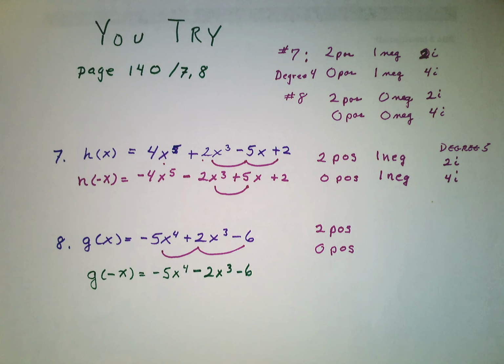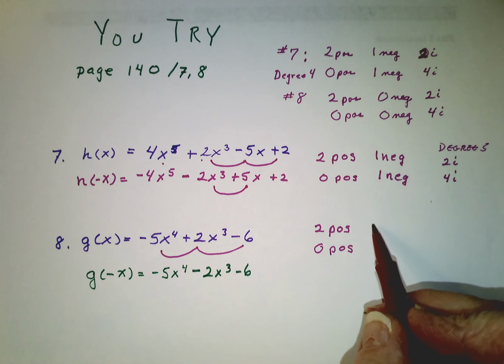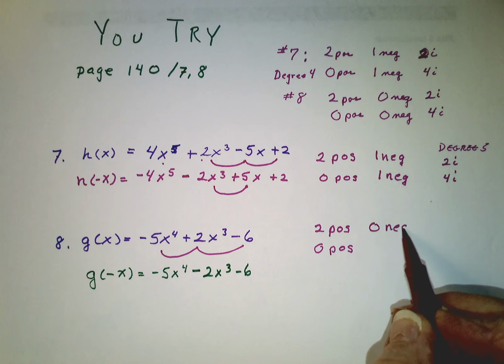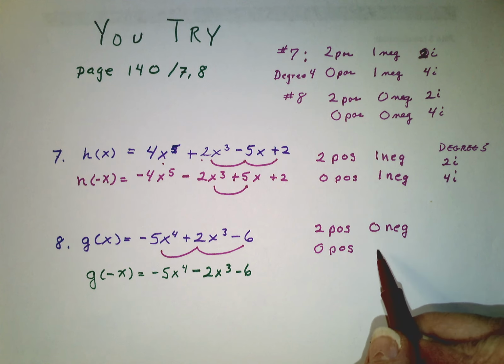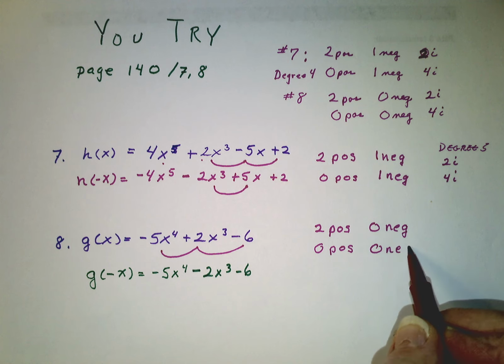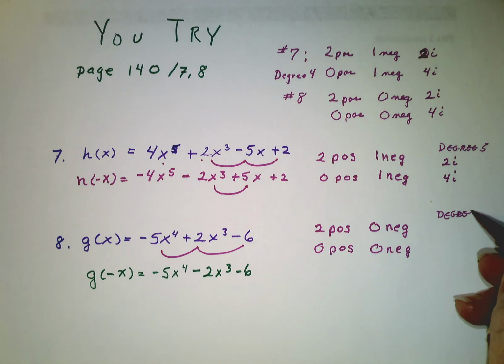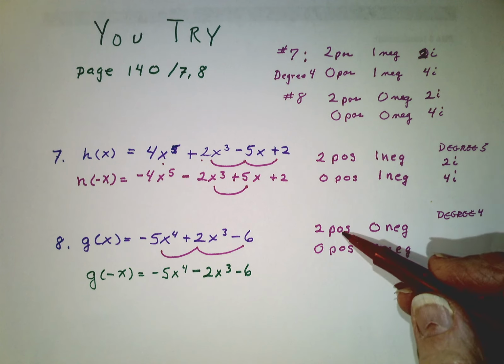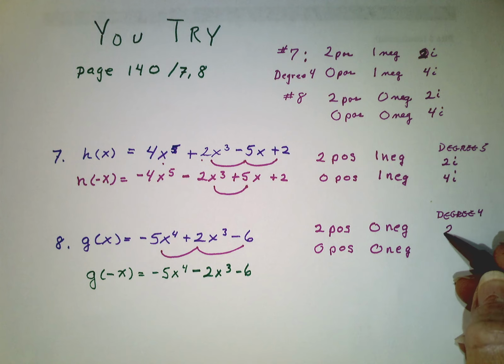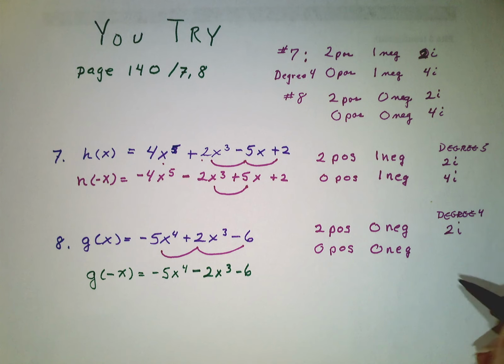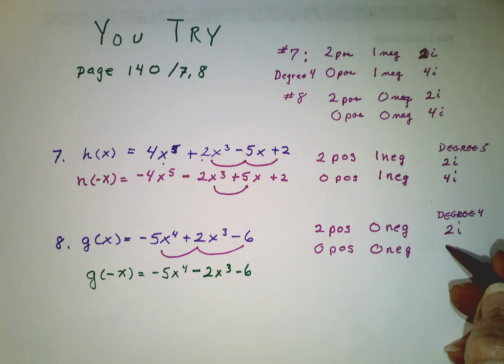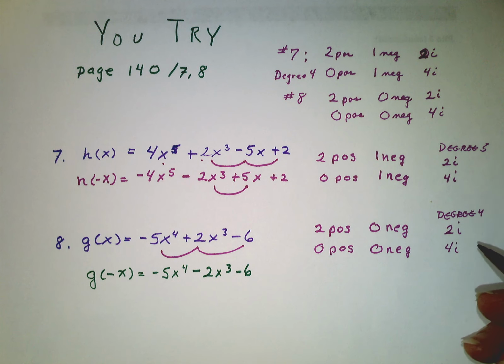And now we count the changes, except that there are no changes. Starts a negative, stays a negative, remains a negative. So there are no negative roots in this problem. Don't go trying to find them, there aren't any. And because it was degree 4, if we had 2 positive roots and no negative roots, somehow there's got to be 2 imaginary roots out there. And if we had no real roots at all, there would have to be 4 imaginary roots.